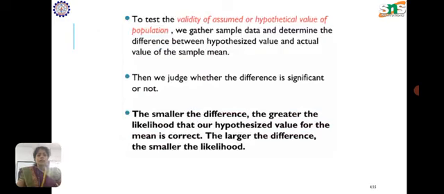To test the validity of the assumed hypothesis value of the population, we gather sample data and determine the difference between the hypothesized value and the actual value of the sample mean. Then we judge whether the difference is significant or not. The smaller the difference, the greater the likelihood that our hypothesized value of the mean is correct.